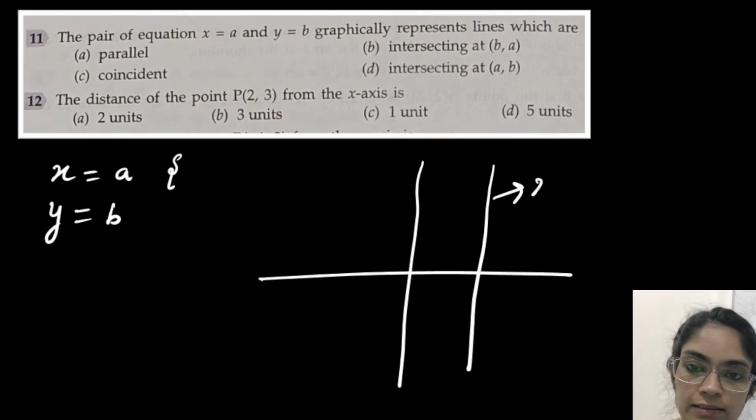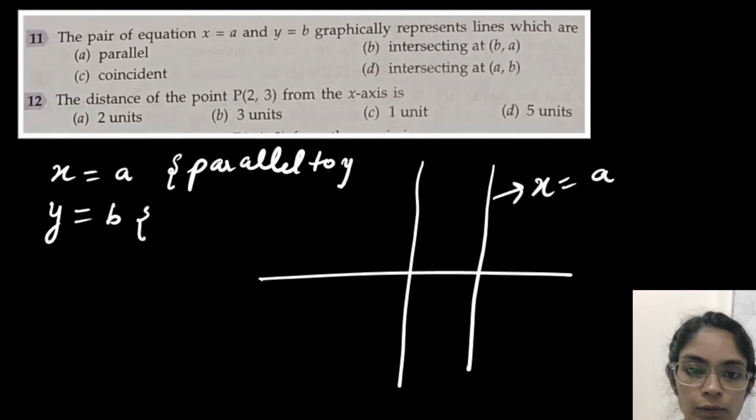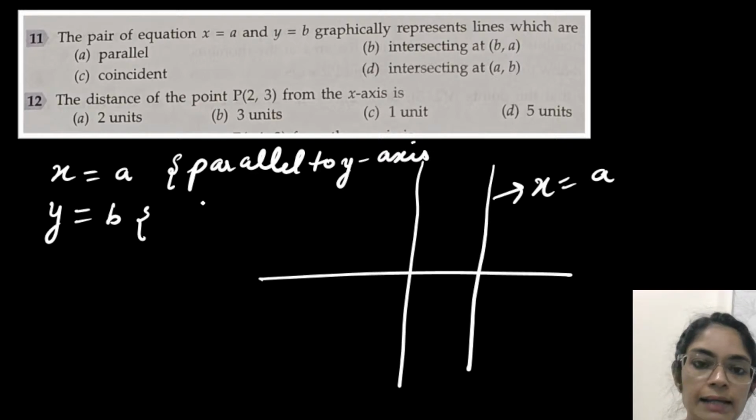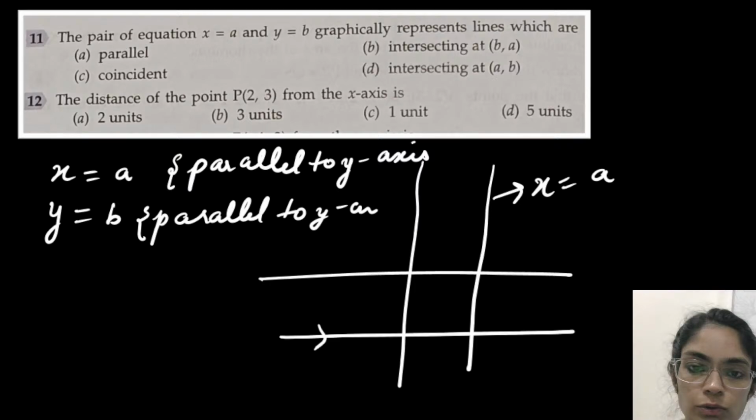So this is x is equal to a. Another line I have, y is equal to b. Yes, many of you have given the answer. Very good. Y is equal to b is parallel to the x axis. So that means somewhere like this, parallel to the x axis.